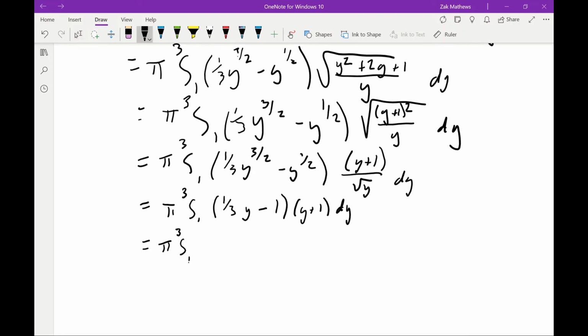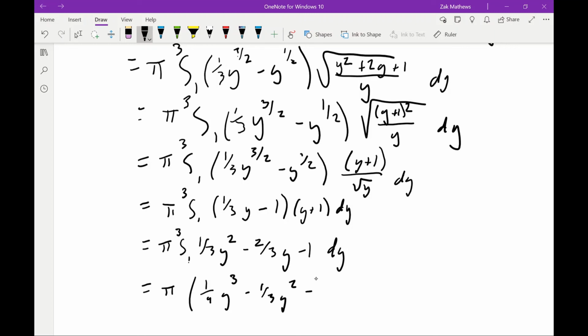And so we do still need to multiply. Once we do that, we'll be able to integrate this very easily. So we'll have 1/3 y squared, 1/3 y minus y will be negative 2/3 y, minus 1, dy. And so at this point, we have something we can integrate very easily: 1/9 y cubed minus 1/3 y squared minus y. We're going to integrate that from 1 to 3.